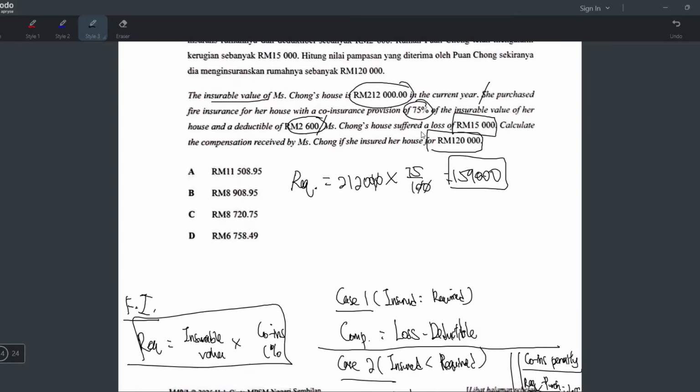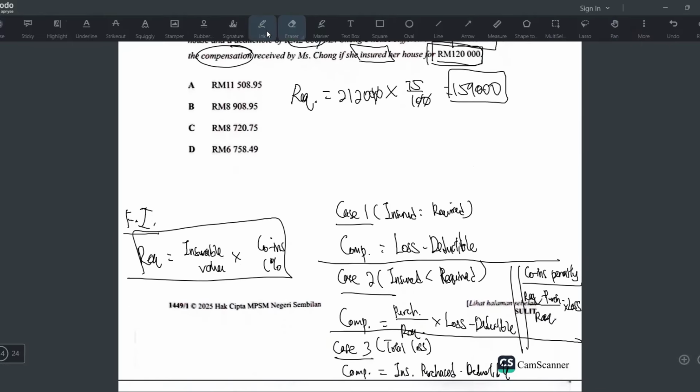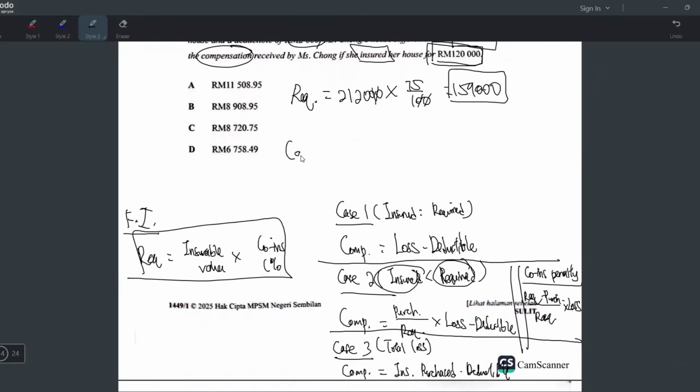So, dia kata ada suffer loss 15,000. Calculate the compensation if he should insure her house at 120,000. I told you, right, what's insured? Insured means beli. Beli. Okay, purchased. So, dia beli 120,000. So, what do you think? Case 1, case 2 or case 3? Case 2, right? Because the insured is less than the required. Yang required is 159,000. Tapi dia beli 120,000 saja. So, it's case 2. So, if it's case 2, the compensation formula kena ambil purchase bahagi required.